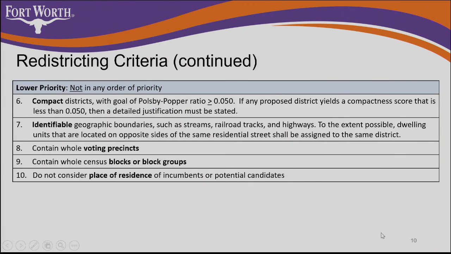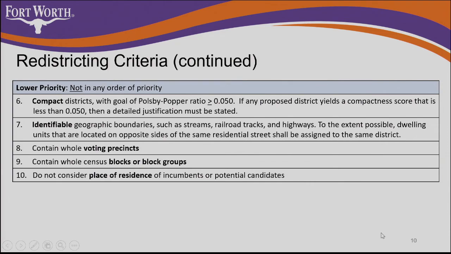And then we move on to the lower priority criteria, compact districts. And the council eventually settled on a particular measure called the Polsby-Popper ratio, which is a mathematical definition of compactness. Now, I didn't think that there was much mathematics associated with compactness, but I had not met Byron Ellison. Byron Ellison is a phenomenal expert on the mathematics of compactness. And I've learned that there are at least a dozen commonly used formulas to measure compactness. But the one that was eventually adopted by the council was this Polsby-Popper ratio.